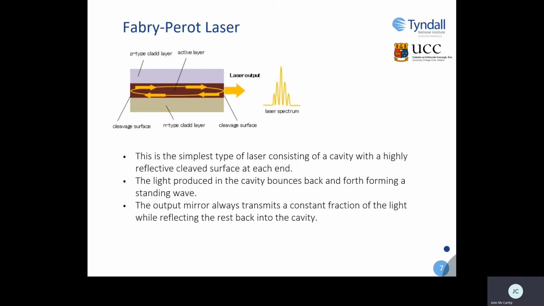So let's first consider a rather simple laser design, the Fabry-Perot. This consists of a cavity with two reflective surfaces at either end. The light produced in the cavity bounces back and forth, forming a standing wave. The output mirror will always transmit a constant fraction of the light while reflecting the rest back into the cavity.